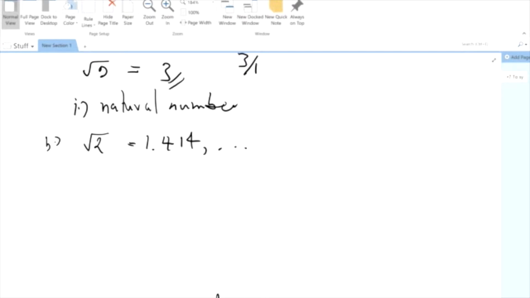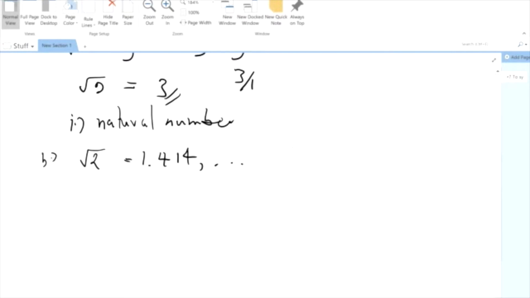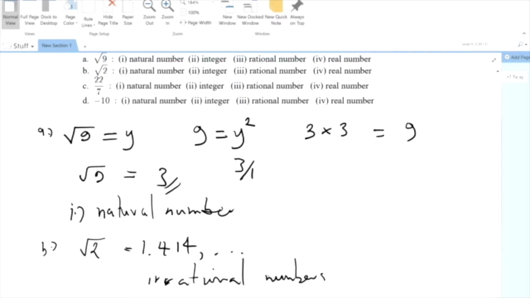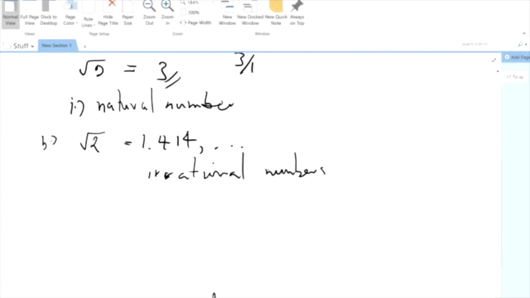Since this is the case, these are real numbers, but specifically, they're irrational numbers. And since we were not given the option of irrational numbers, there's only one other group that we can put the square root of 2 in, which is that it is in the set of real numbers.